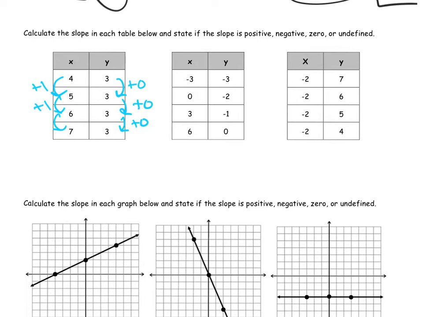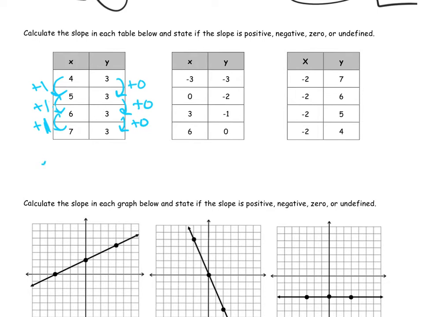Remember, these have to be going up by the same amount. If I had something like plus 1, 2, and 3, well, there's no slope. This is obviously not a constant rate of change. They have to be going up by the same amount. That's very important. Otherwise, there's no slope, no average rate of change for us to calculate.